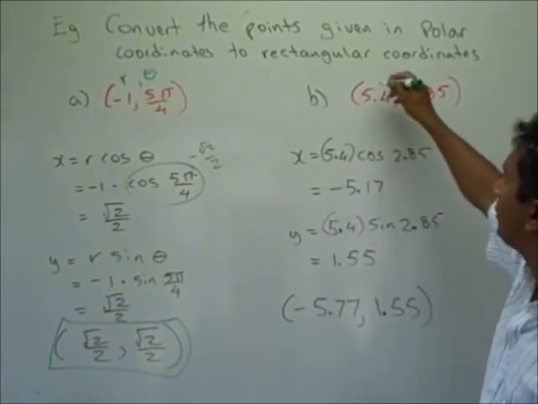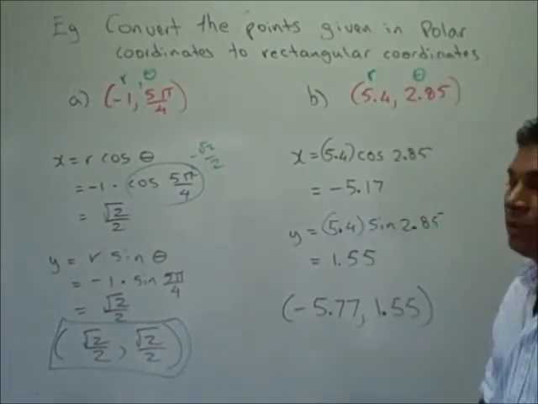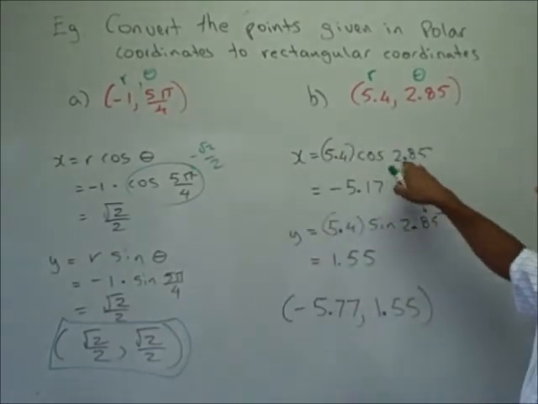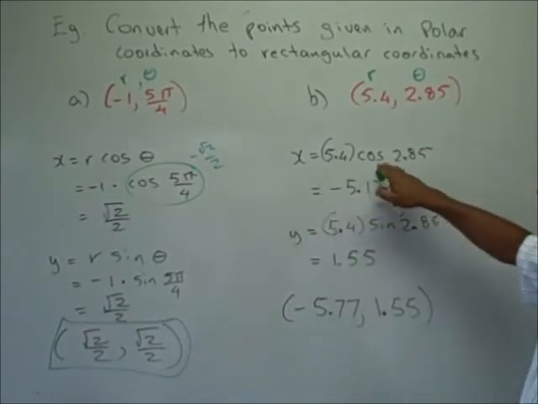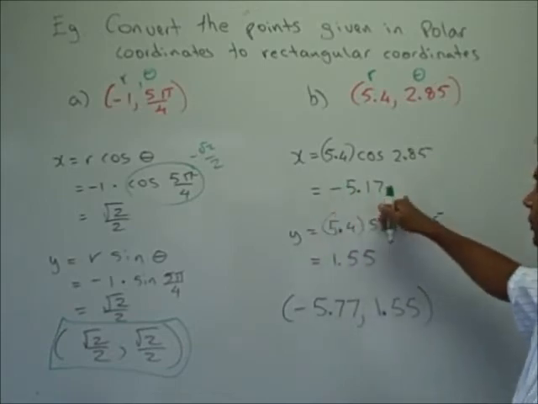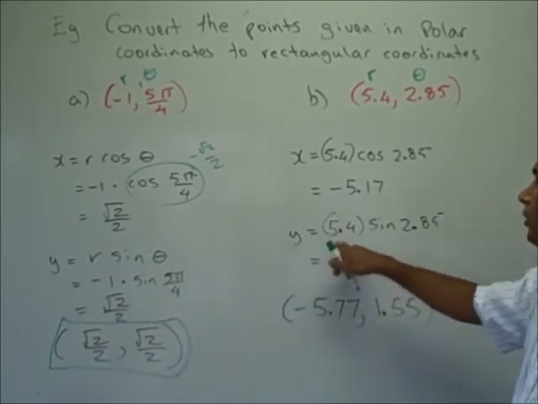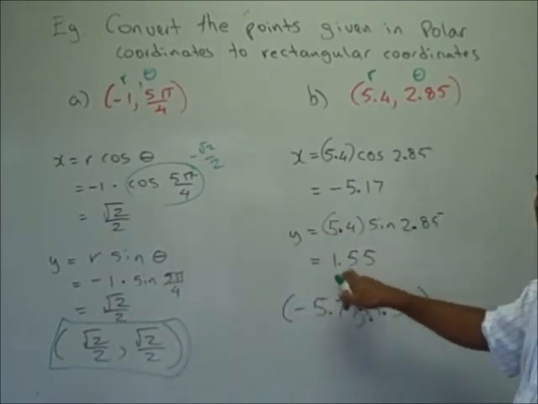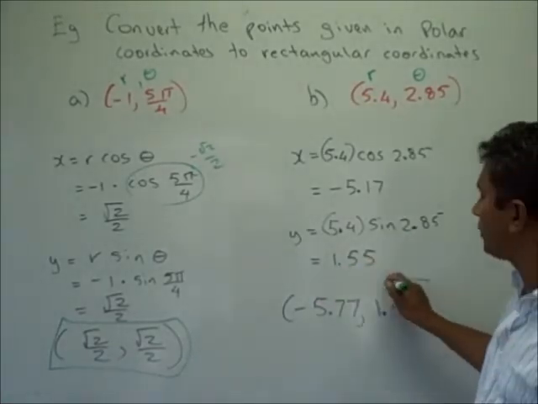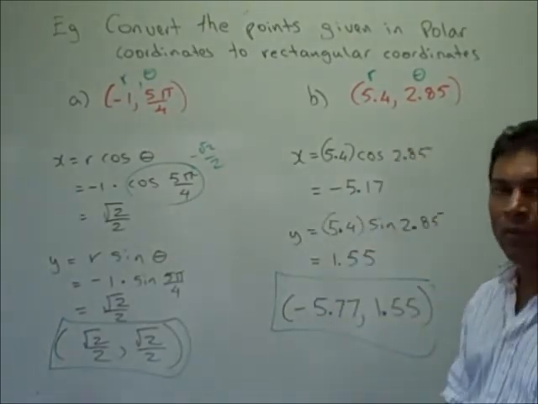Here in part B, we're given that r is equal to 5.4 and that our angle theta is equal to 2.85 radians. Once again, x is equal to r times cosine of theta. So this is 5.4 times the cosine of 2.85 radians, which comes out to approximately -5.17. To find y, use the formula r times sine theta, and that comes out to approximately 1.55. So our rectangular coordinates for this second polar coordinate are -5.17 and 1.55.